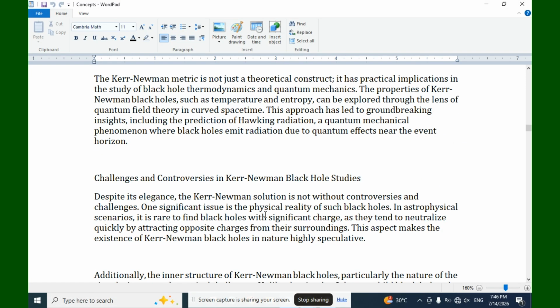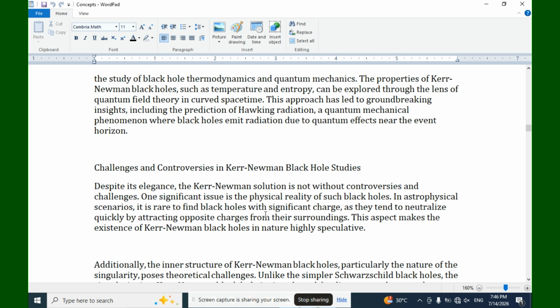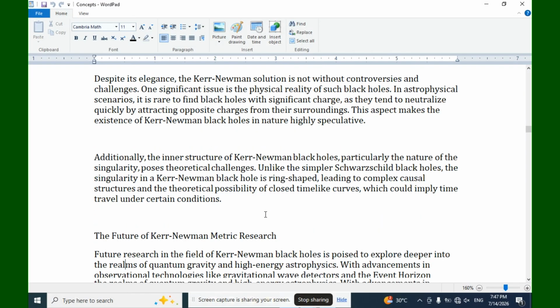Challenges and controversies in Kerr-Newman black hole studies. Despite its elegance, the Kerr-Newman solution is not without controversies and challenges. One significant issue is the physical reality of such black holes. In astrophysical scenarios, it is rare to find black holes with significant charge, as they tend to neutralize quickly by attracting opposite charge from their surroundings. These aspects make the existence of Kerr-Newman black holes in nature highly speculative.